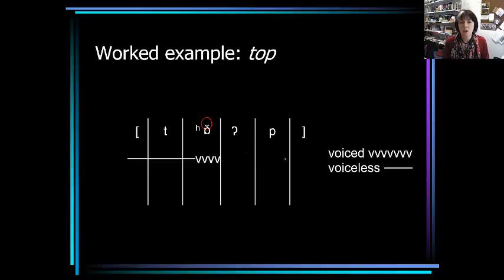For the remaining consonants, this is a voiceless glottal plosive, and this is a voiceless bilabial plosive, so there is no more voicing. So that's what this diagram looks like, showing the voicing pattern for this particular word.